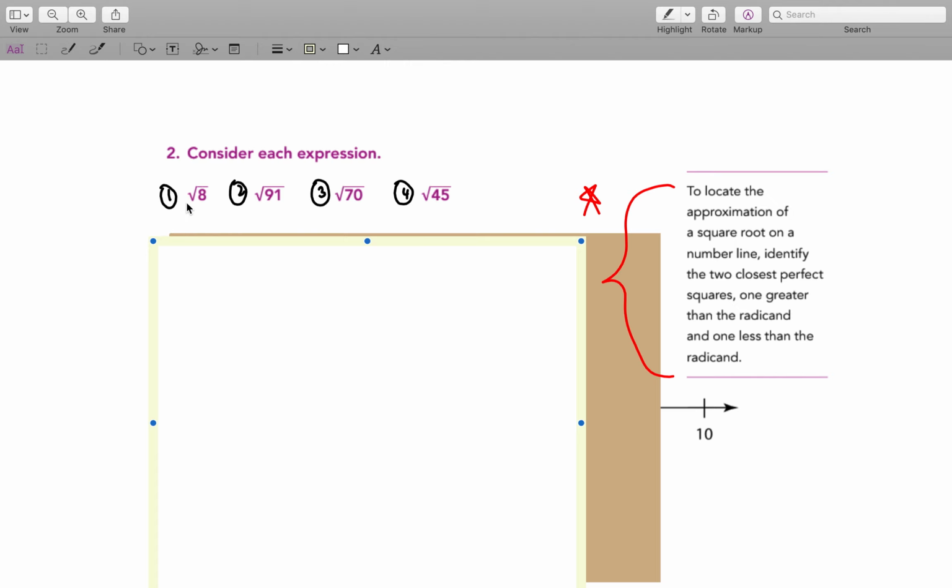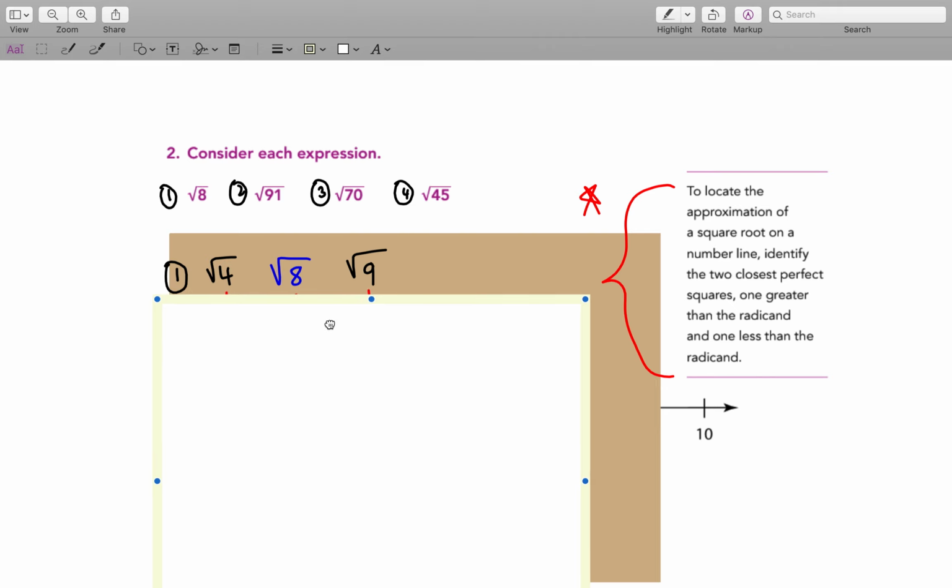So this is square root of 8. Your first task is to put that in the middle. Then you find the perfect square that's closest and smaller than 8. It won't be 7 because it's not a perfect square. It won't be 6 or 5. It will be 4, the square root of 4, because the square root of 4 is 2, since 2 times 2 gives you 4. So that's the closest perfect square smaller than radical 8.